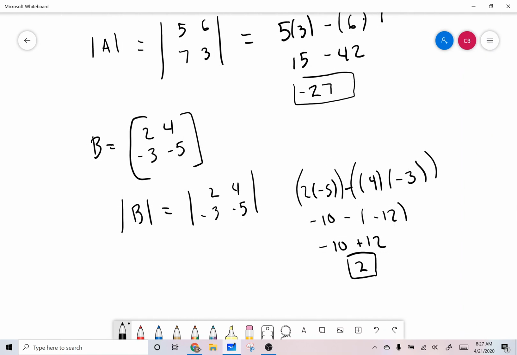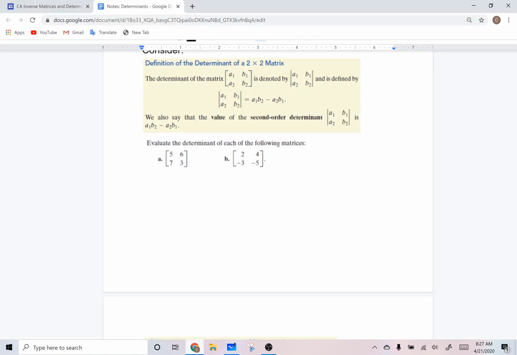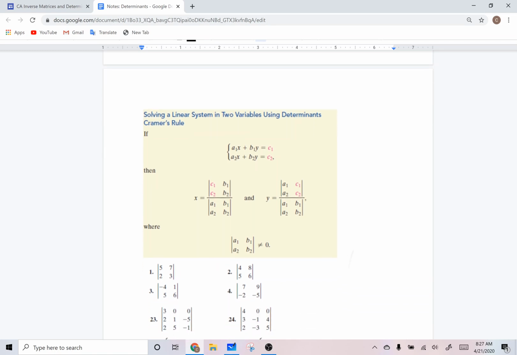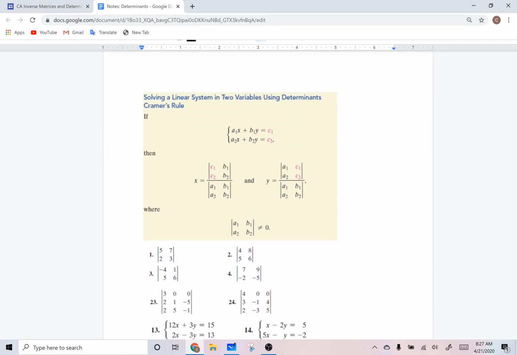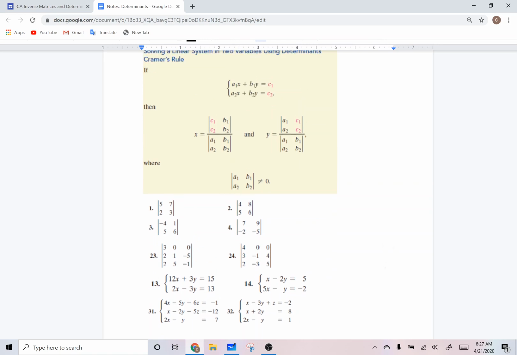Now, another thing I should tell you, since we're talking about determinants, you can take determinants of 3 by 3 matrices, or you can apply Cramer's rule. So let's just look at Cramer's rule real quick. If you're looking at questions like these bottom 13, 14, 31, and 32, you can use this rule to solve these systems and figure out what x and y should be to make these true.